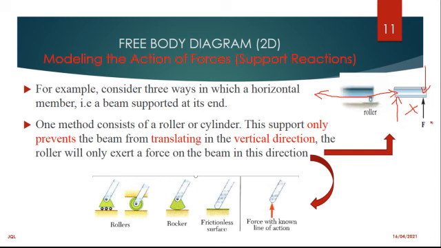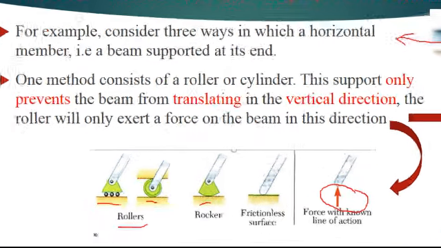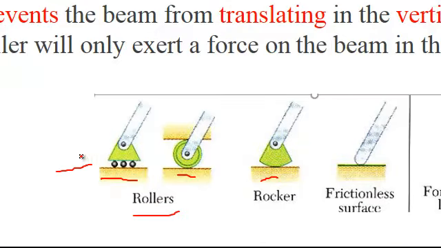preventing the beam from translating in that manner. So these are examples showing you how a roller looks like. You can have that type. This is a roller. This is also a roller. On a frictionless surface, the reaction is always a vertical force, which is this. There is no horizontal reaction. This force does not exist.